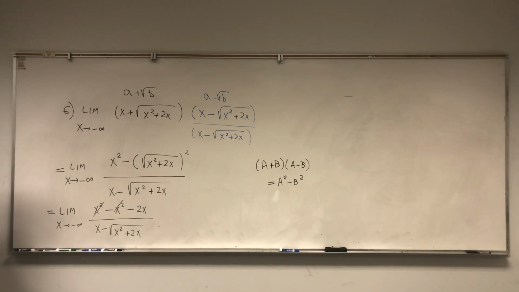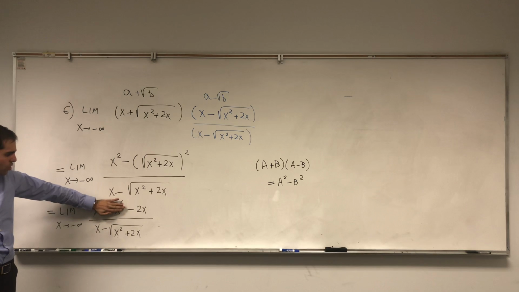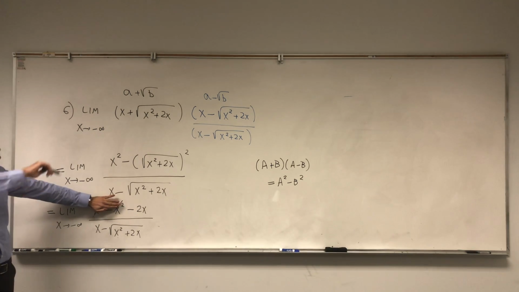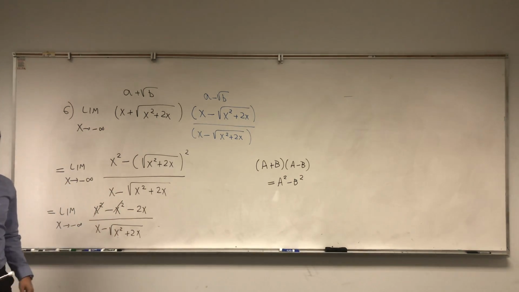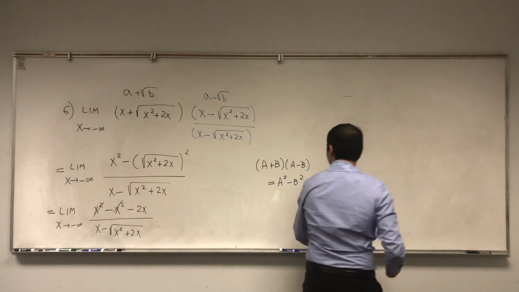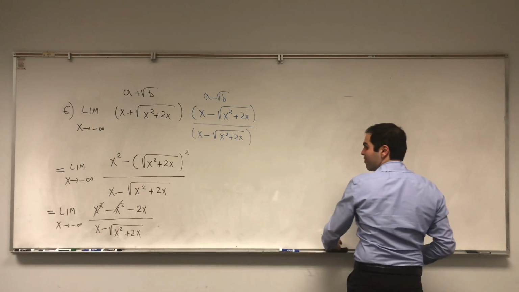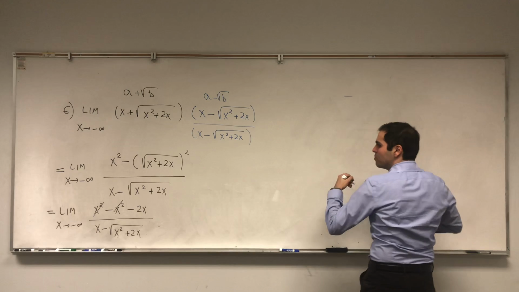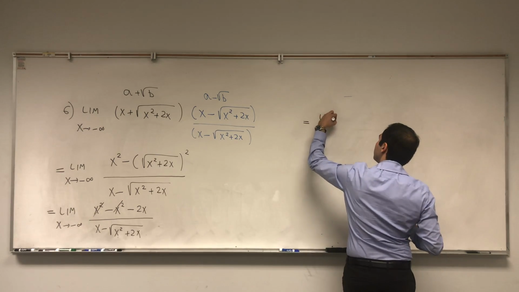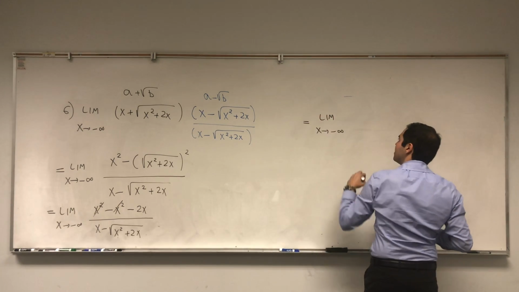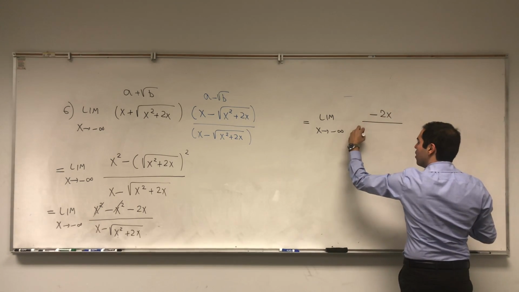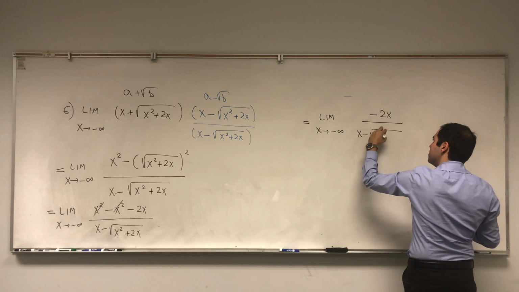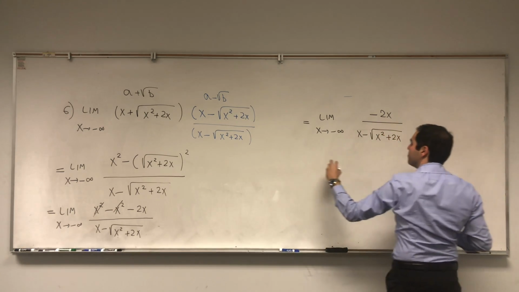This cancels out. And then the question is, what do you do to the rest? Well, because we've already used this technique, what's left is simply using the previous technique where we just factor out the highest power from the denominator of the numerator and the highest power from the square root. So again, just to clean this up, this is the limit as x goes to minus infinity of minus 2x over x minus square root of x squared plus 2x.